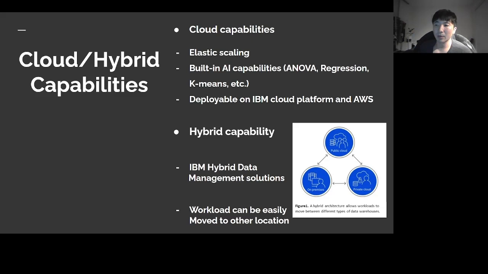Lastly, it can be deployed on IBM Cloud Platform or AWS. In addition, it supports the hybrid cloud solutions such as IBM Hybrid Data Management Solutions. So when an application is deployed on one DB2 warehouse, the workload can be easily moved to the other locations such as public cloud or private cloud or on premises.